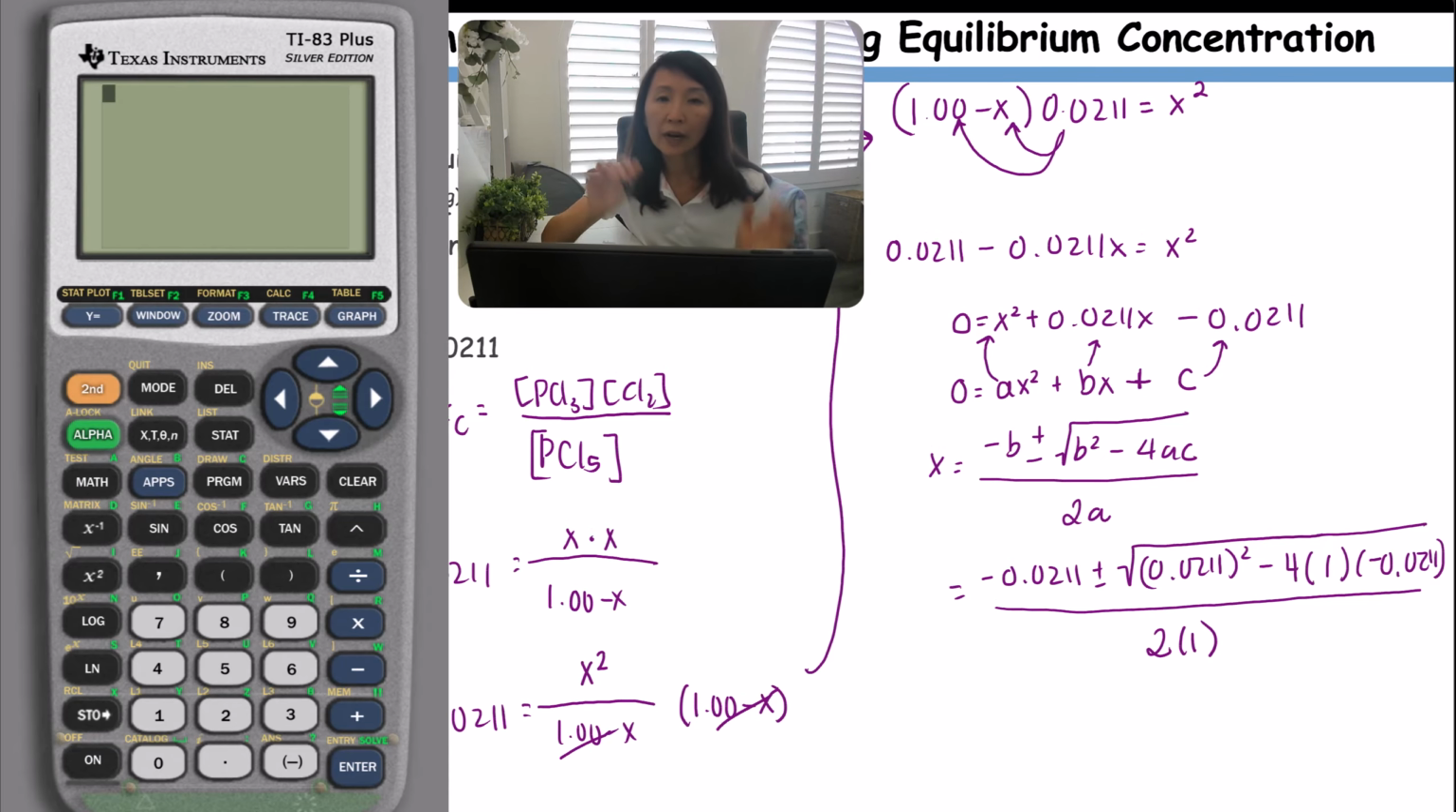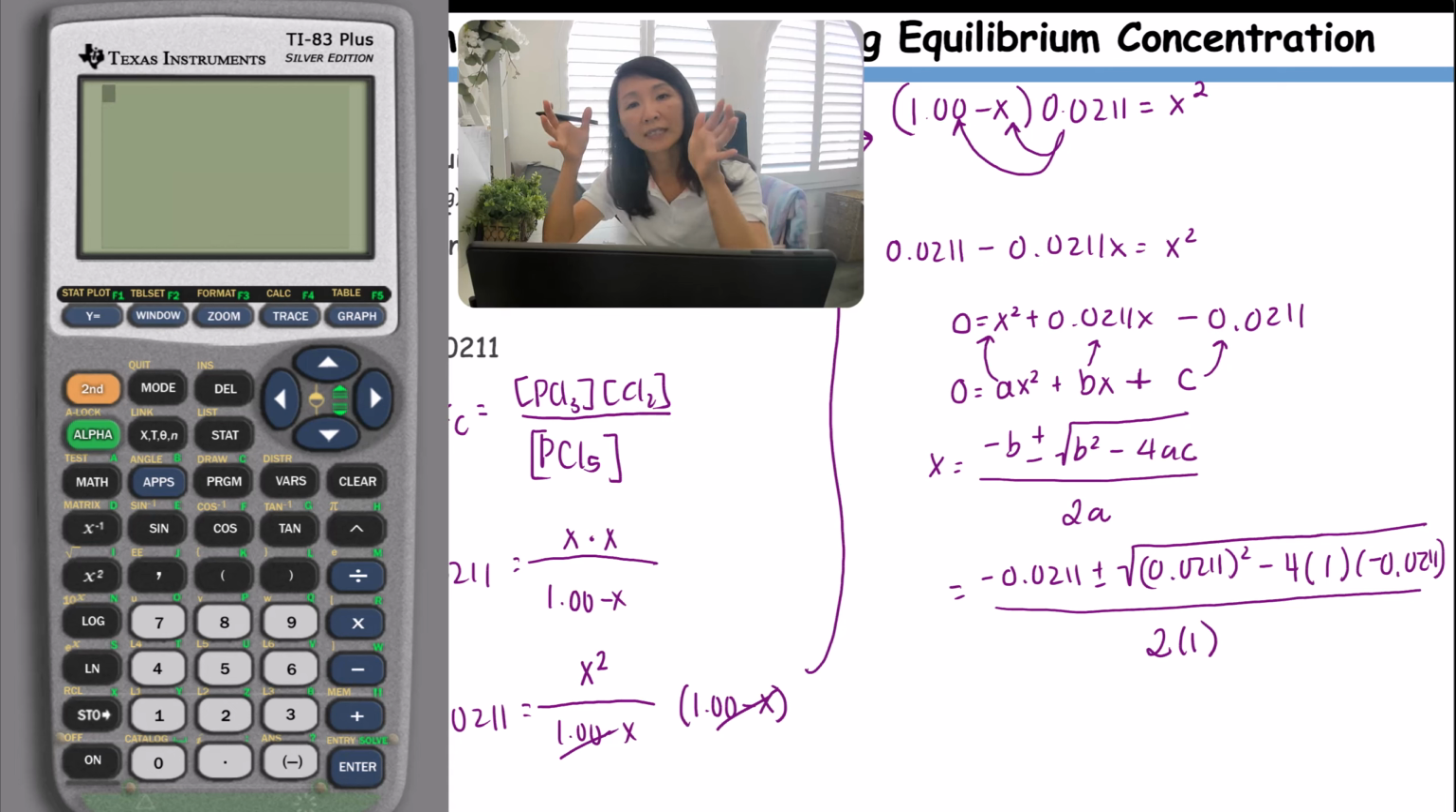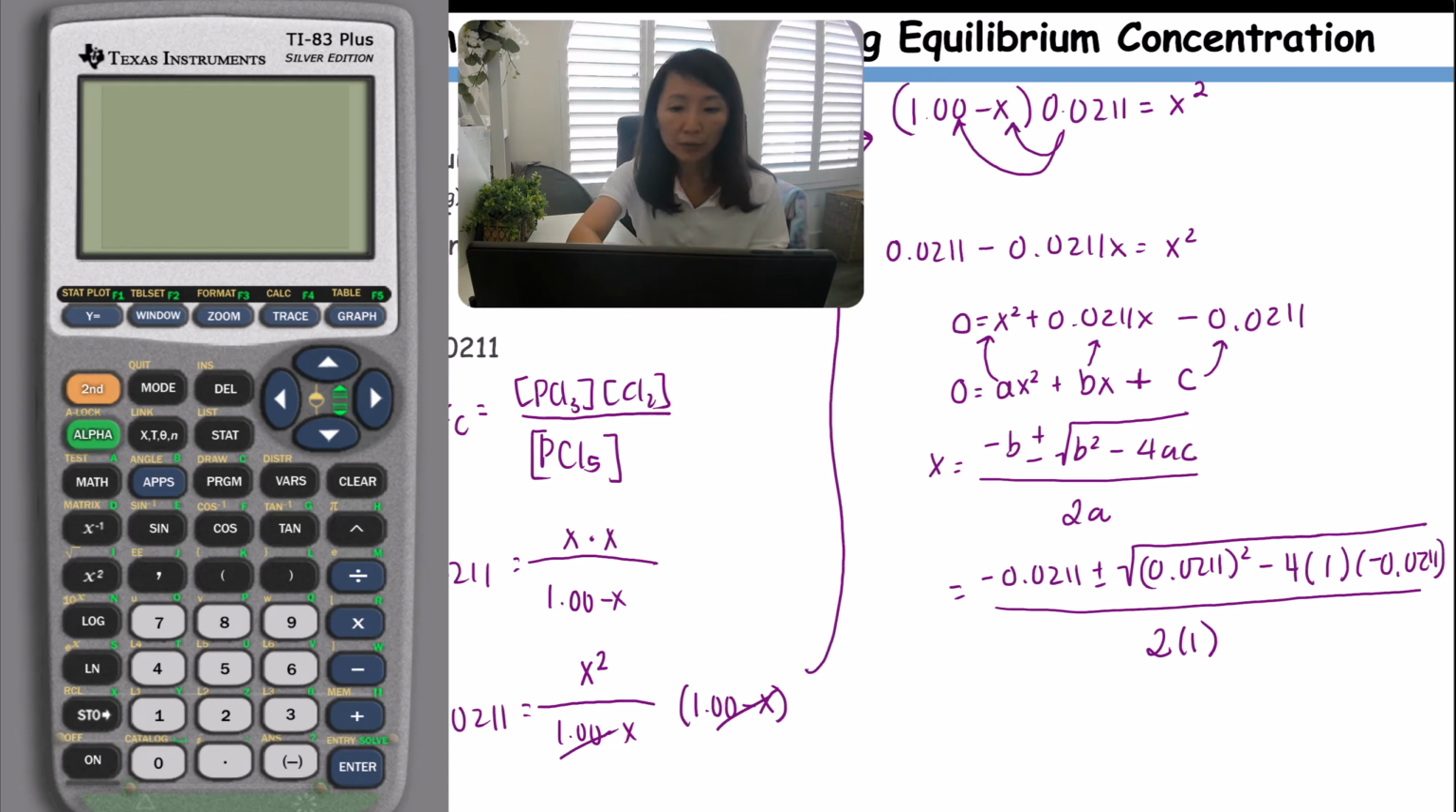We're going to go ahead and put this into our calculator. In our calculator, I'm going to target the part underneath the square root first, because that's much easier to work with. So that would be 0.0211 to the second power.